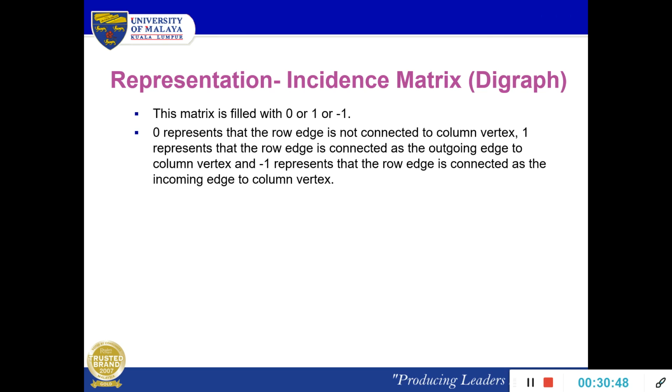How about the directed graph or digraph? This matrix is filled with 0, 1, or -1. It's different for a directed graph. 0 represents that the row vertex is not connected to the column edge. 1 represents that the row vertex is connected as an outgoing edge. And -1 represents that the row vertex is connected as an incoming edge.